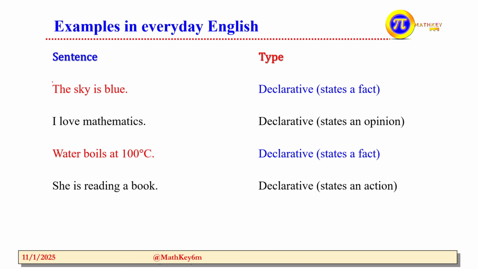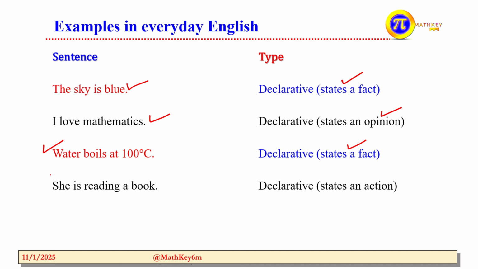You say that the sentence says the sky is blue. This is a declarative sentence as well as it states a fact. Yes, it is a fact. The other one, I love mathematics, it says. It is declarative, but it states the opinion of someone. The other one, it says the water boils at 100 degrees centigrade. It states a fact. Yes, we learn in science, we say that water boils at 100 degrees centigrade and freezes at 0 degrees centigrade, and so on. We say these are all declarative sentences that state facts.